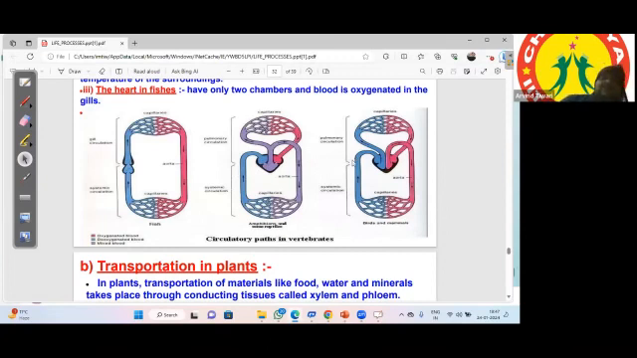Then last comes the mammals. All the mammals have a four-chambered heart. So this is the main difference. Fishes will have a two-chambered heart, amphibians will have a three-chambered heart, and mammals will have a four-chambered heart.